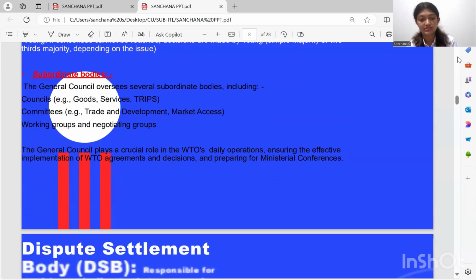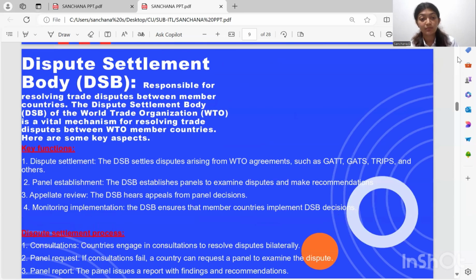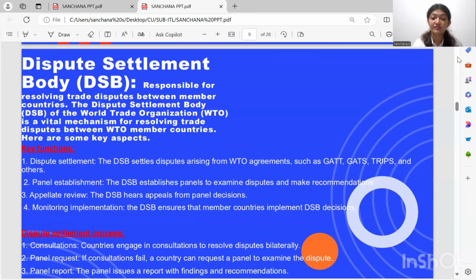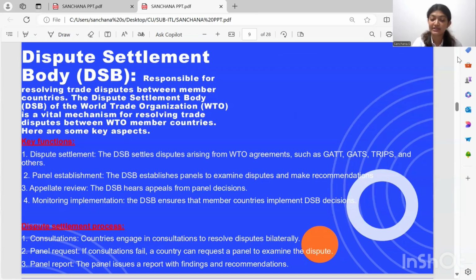preparing for ministerial conferences. The most important is the Dispute Settlement Body of WTO, which is responsible for resolving trade disputes between member countries. The Dispute Settlement Body of the World Trade Organization is a vital mechanism for resolving trade disputes between WTO member countries. So here are some key aspects, key functions: dispute settlement, panel establishment, appellate review, monitoring, implementation.